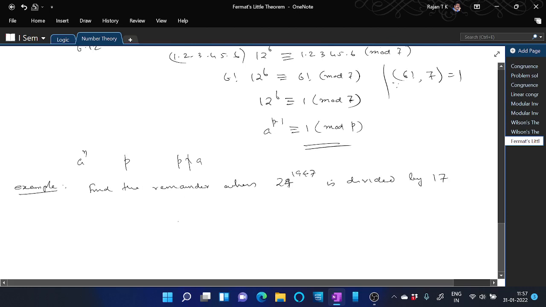We know 24 is congruent to 7 mod 17. We want to find the remainder when 24 raised to 1947 is divided by 17. This type of problem we did already, but here we are using Fermat's little theorem for finding the remainder. 24 is congruent to 7 mod 17.